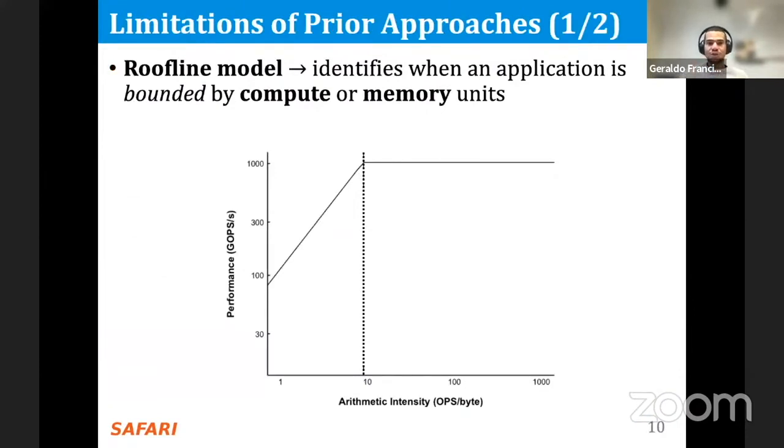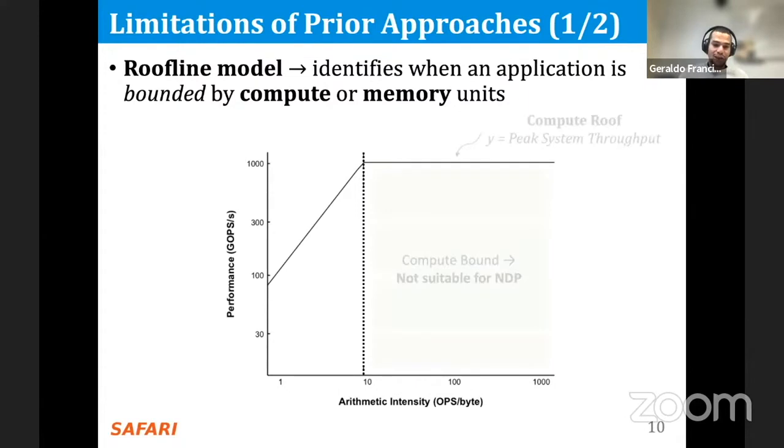The roofline model is a simple model used to identify if an application is memory bound or compute bound. This model has two main axes. The x-axis of the plot defines the arithmetic intensity of the application, which is calculated as the number of operations the application executes per byte accessed. While the y-axis defines the performance of the application in giga operations per second.